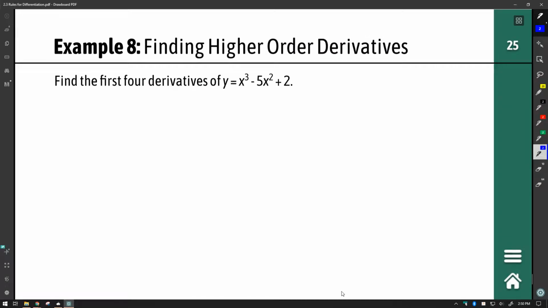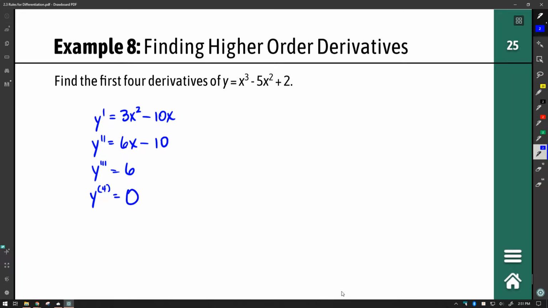Find the first 4 derivatives of y equals x cubed minus 5x squared plus 2. So let's start with the first derivative, y prime. By the power rule, we have 3x squared minus 10x. Then let's look at y double prime. We have 6x minus 10. Let's look at y triple prime. That would be 6. And then finally, y fourth prime, or y little parenthesis 4, this is going to be 0.